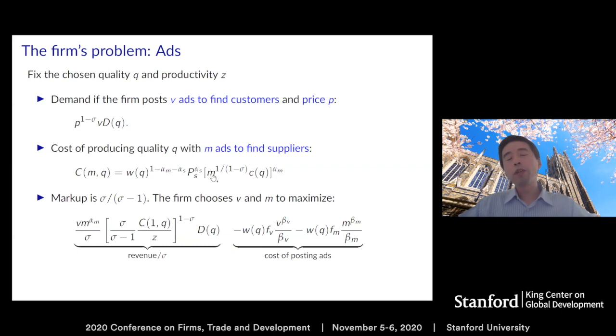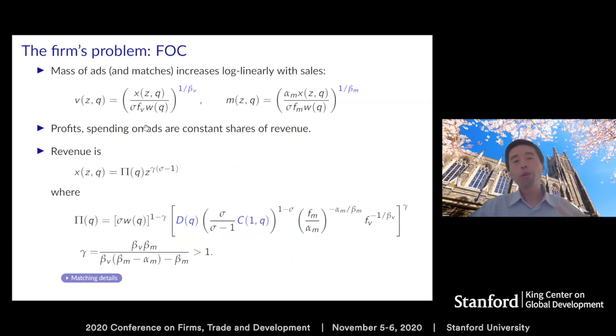And the V and M just give you the intensity of chance that you will start to match up on both sides, okay? So when you put these things together and impose a constant markup, the model tells you that you'll post enough ads to optimize your static profit. The prediction is that the mass of these ads and the resulting matches will be a log-linear function of the total sales of the firm, consistent with the empirical facts I have just shown you, and the coefficient maps straightforwardly into the curvature of the search cost function, okay?